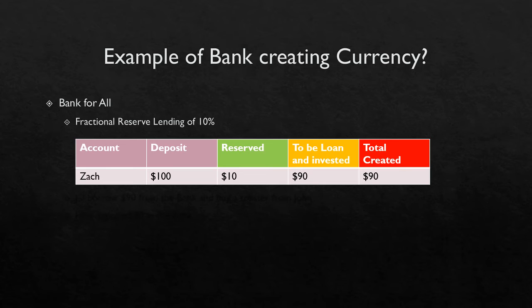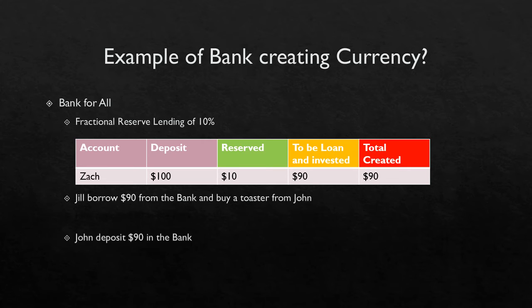All right. So to understand how this really hurts you, let's say Jill wanted to borrow the $90 because Jill wanted to buy a toaster from John. So Jill goes and borrows the $90 that the bank took from me and goes and buys a toaster from John. Well, whenever we get money nowadays, we don't just keep it under a mattress. So John is going to do exactly what I did. John is going to deposit that $90 in the bank.